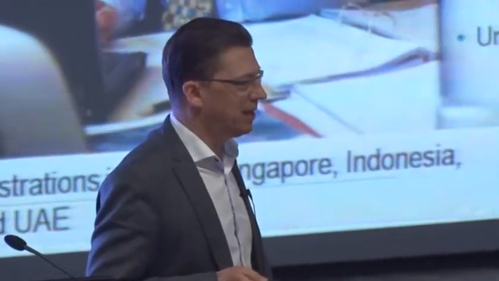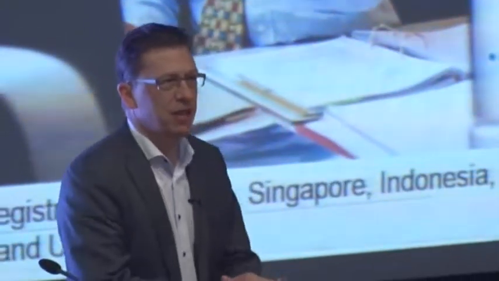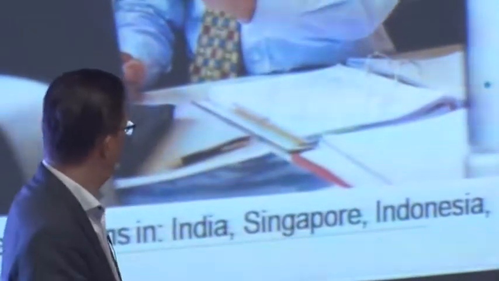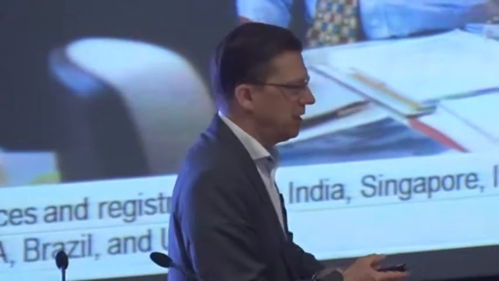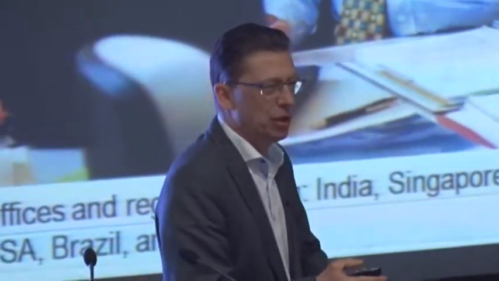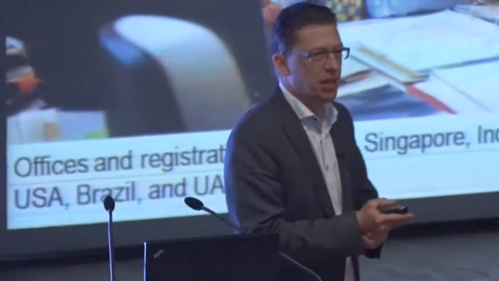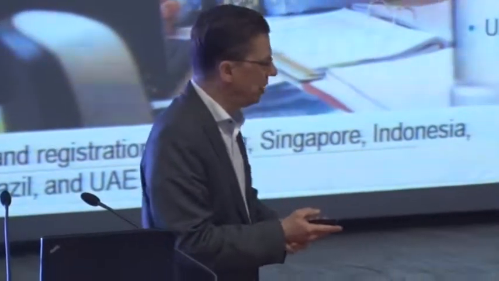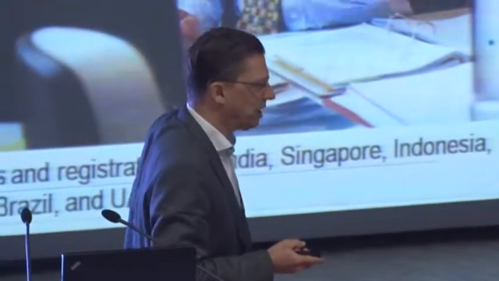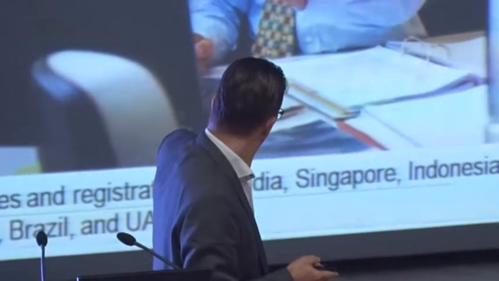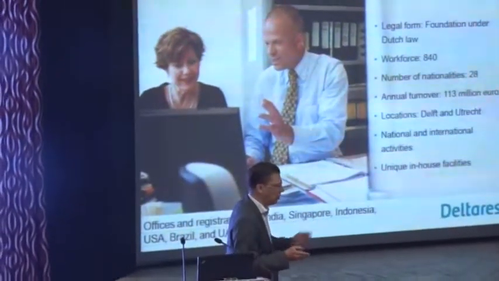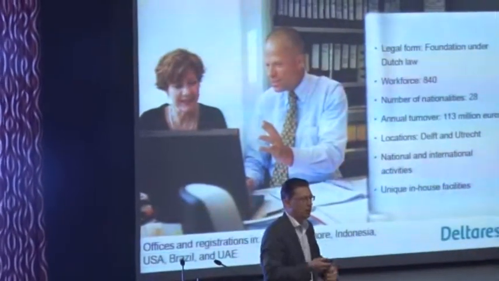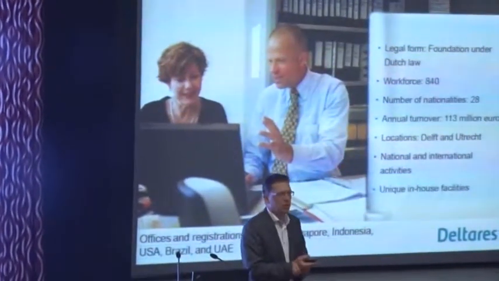First, something about Deltares. Deltares is a Dutch-based research organization with about 800 employees. We have offices in Delft and Utrecht, but we work also internationally. About 30% of our turnover is international work. And to support that work, we have offices in the USA, Brazil, India, Singapore, Indonesia. So a number of small offices around the world to support our contact with our stakeholders and clients.